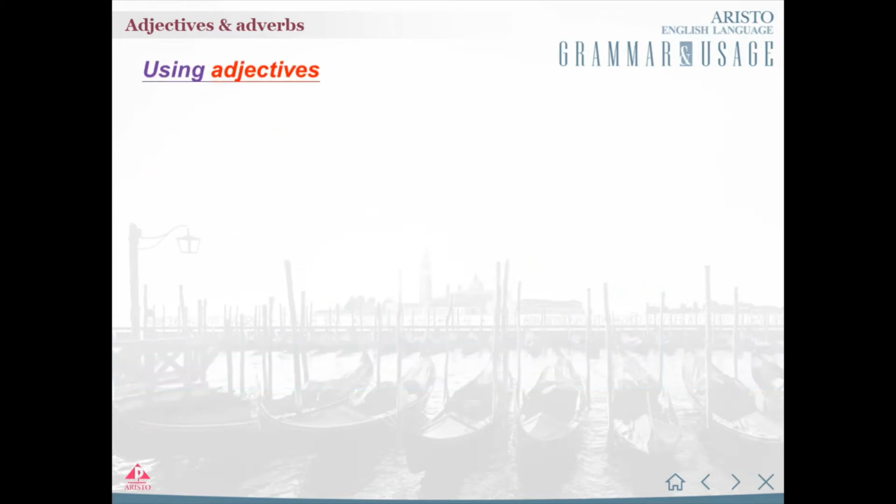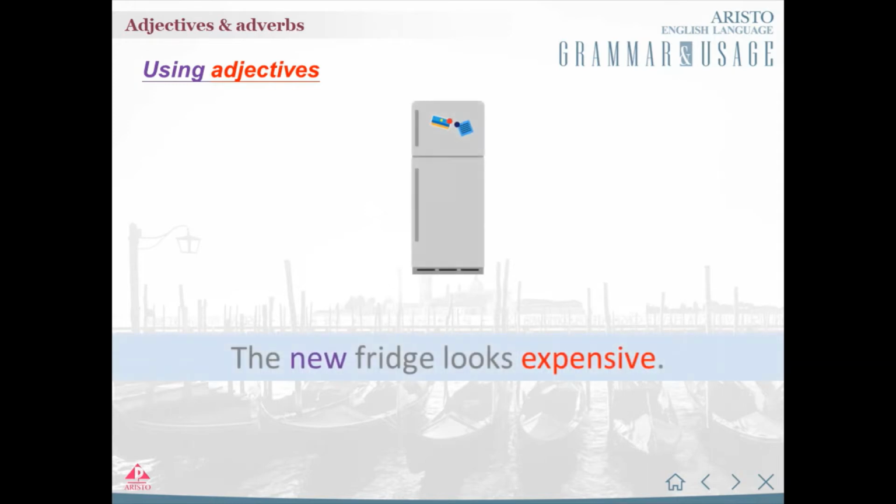How do we use adjectives? Many adjectives are put before the noun they describe, or after linking verbs like be, become, get, and seem. Let's take a look at this example. This sentence uses two adjectives in different positions.